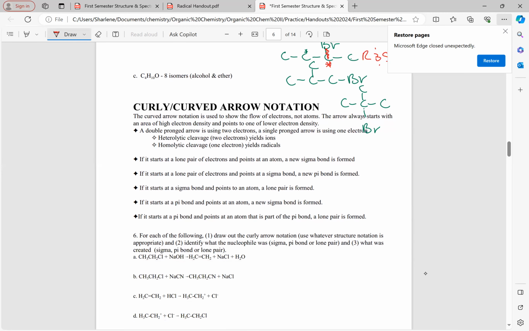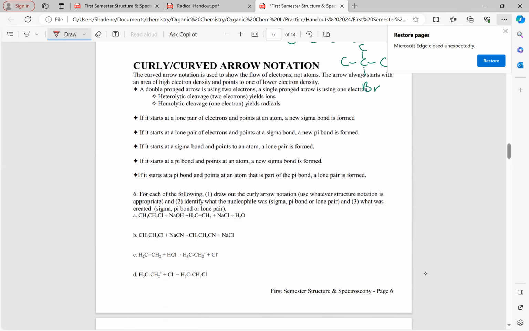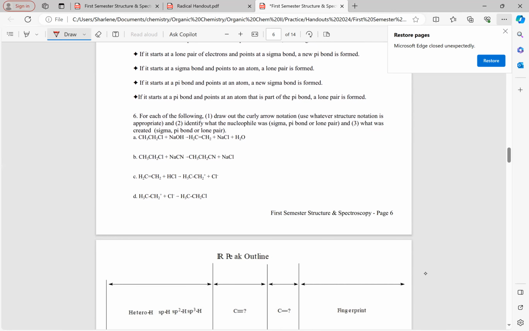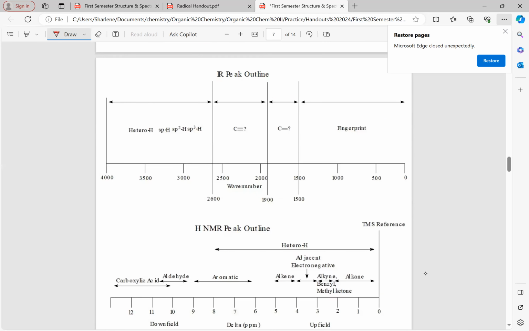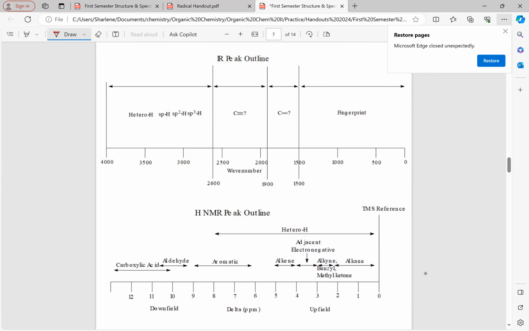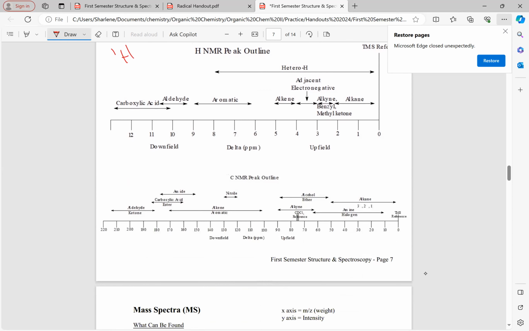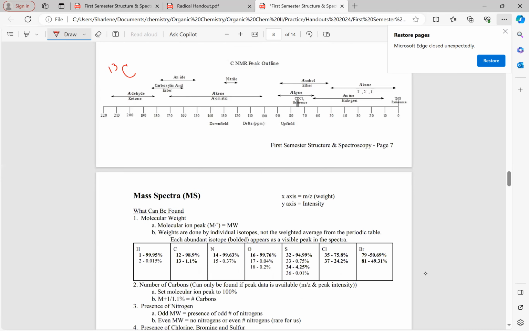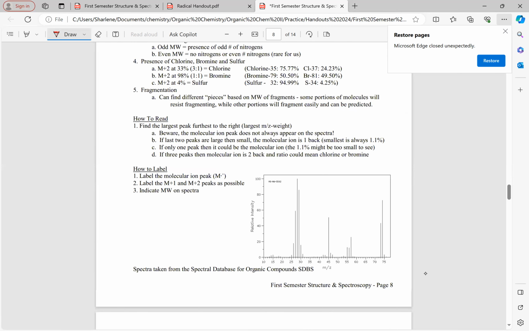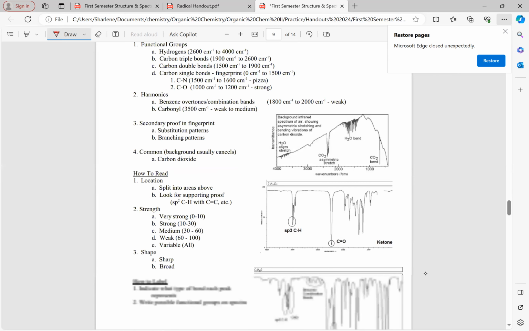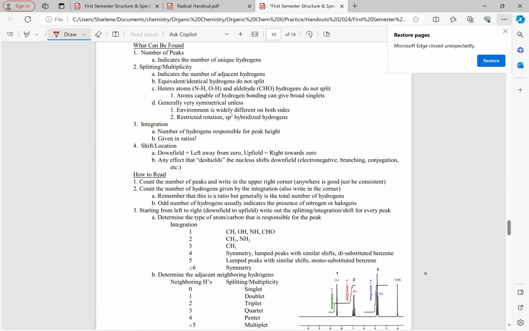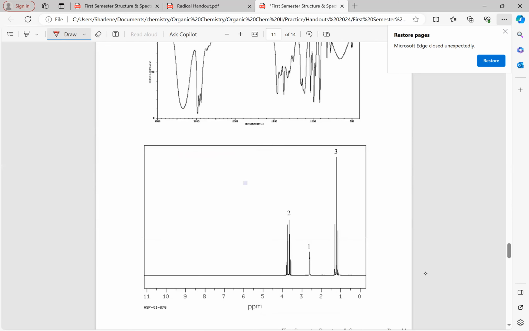I know that was very fast, but I have handouts with all of the instructions on those specific topics too. And then the curly arrowed notation. But what I really wanted to review is your spectra. All right, so we have the IR spectra, we have the proton NMR, and we have the carbon-13. And then, of course, don't forget the mass spectra. All right, so here are the instructions for the mass, the IR, the proton, and the carbon-13, but we're going to do a question together right there.